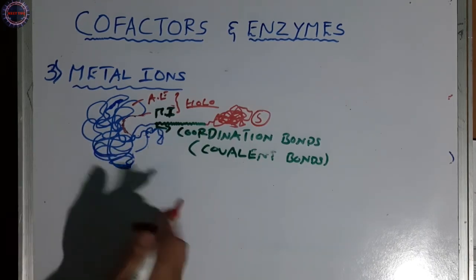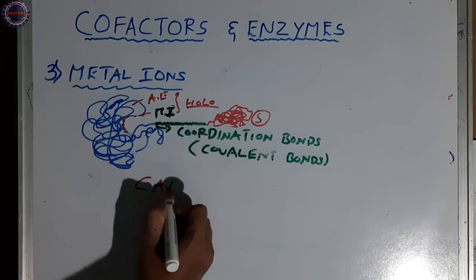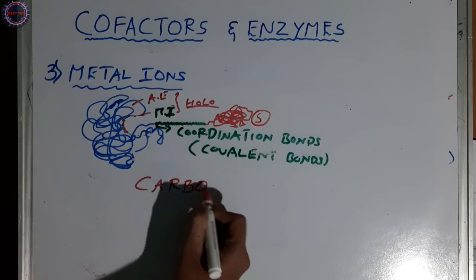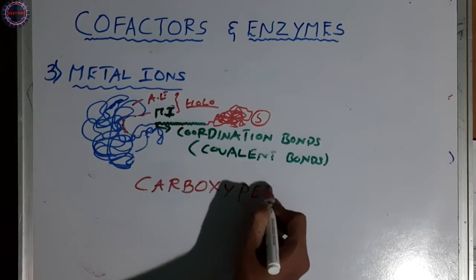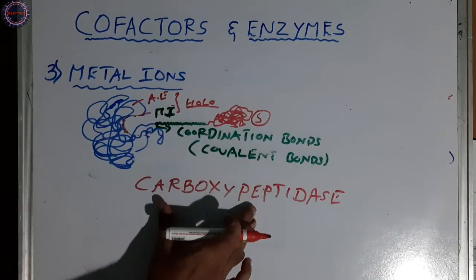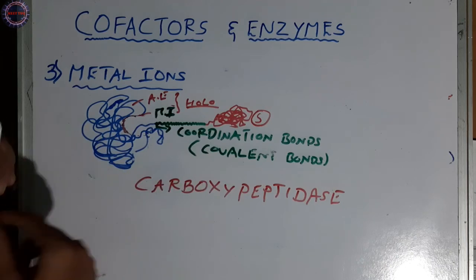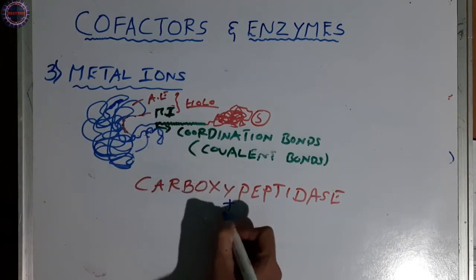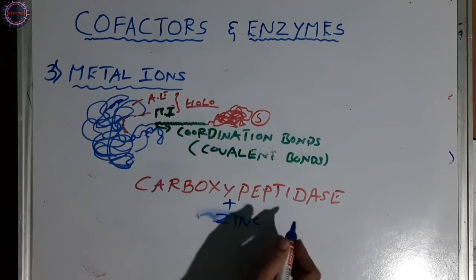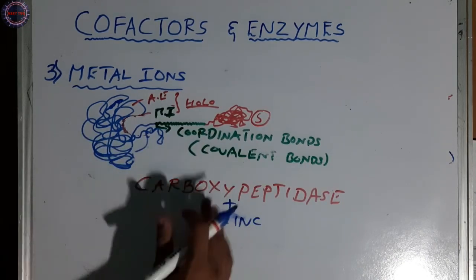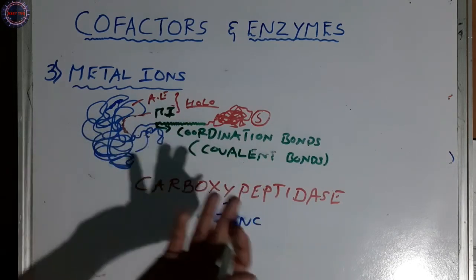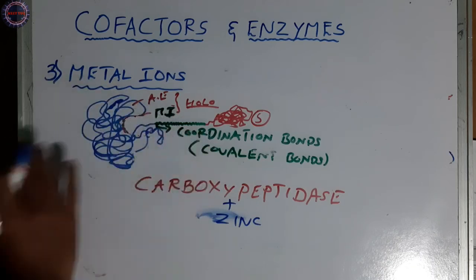Let me give you a good example for this. In humans, during the digestion process, we have one enzyme, that is carboxypeptidase. To activate this enzyme carboxypeptidase, we need to supply a metal ion, that is zinc. Got it? Then it will bind to the substrate, and then the enzyme will catalyze the reaction. So that's all about cofactors and enzymes.